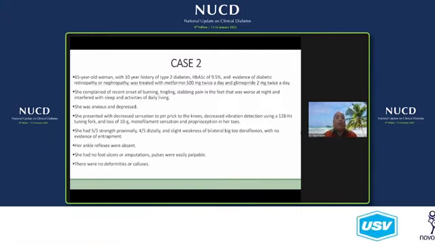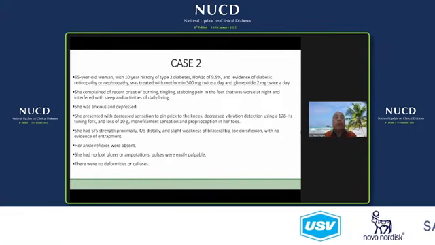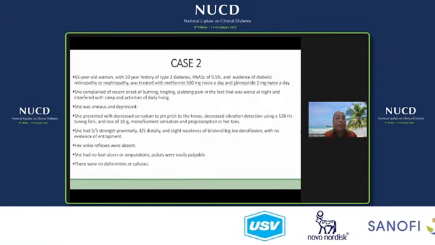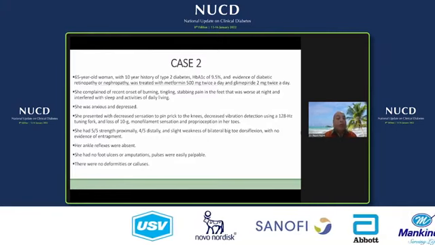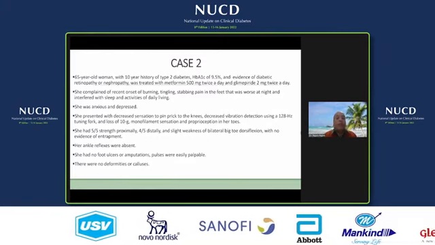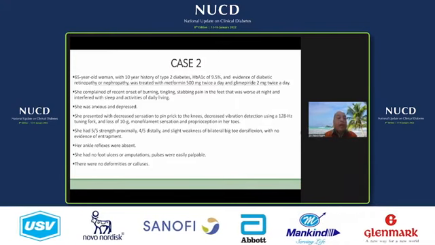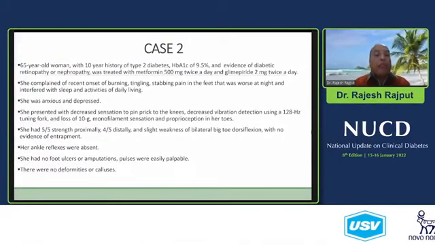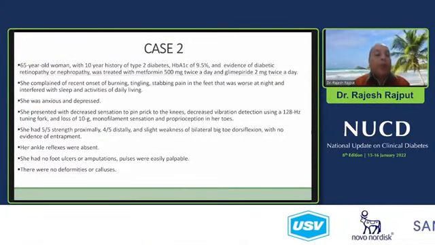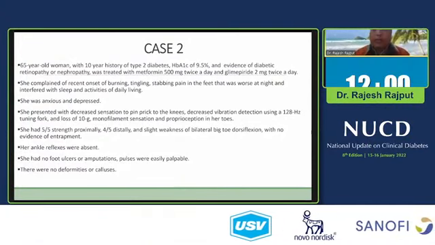She presented with decreased sensation to pinprick up to the knees, decreased vibration sensation, and loss of 10 gram monofilament sensation. She has a strength of 5/5 proximally and 4/5 distally. Ankle reflex is absent, and she has no foot ulcer or amputations. Pulses are palpable, and there is no deformity or callus.